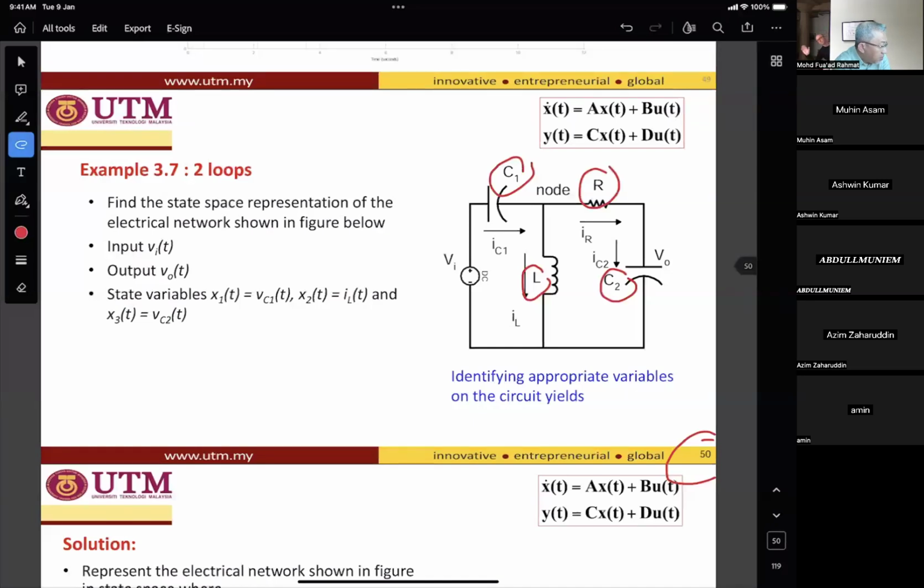Is the system single input, single output, or multi-input, multi-output? It's single input, single output, as mentioned here. Guys, input Vi, output V0. How many state variables are in this circuit? Three.